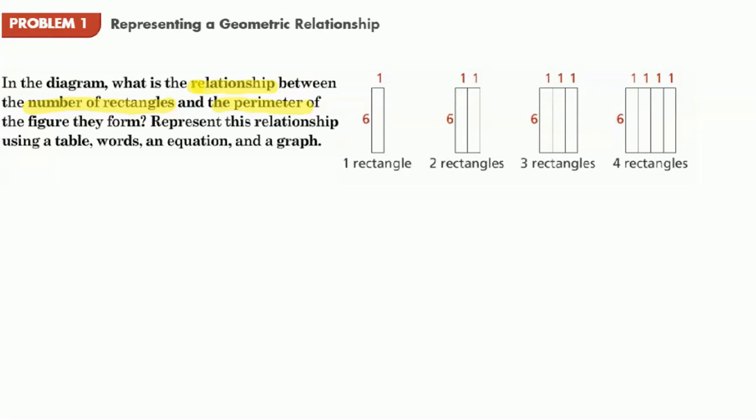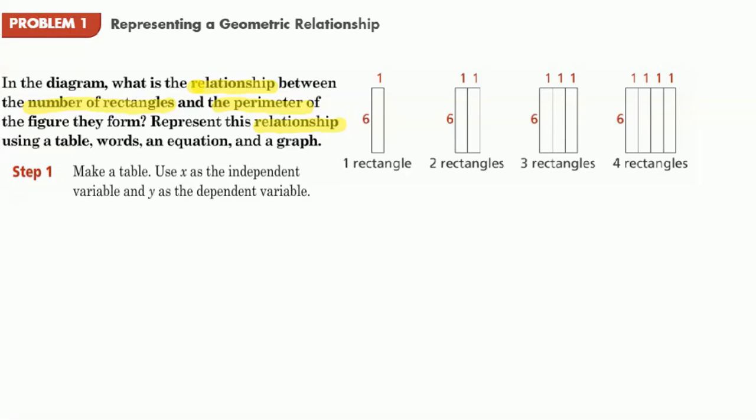represent the relationship. Again, we want to know how that relationship is going to be used in a table, words, an equation, and a graph. Okay, so a relationship means they're talking about an input and an output, an x and a y. So what we need to do first is determine what's going to represent our x and what's going to represent our y. X is our independent variable, y is our dependent variable. So the question is, which one's which?